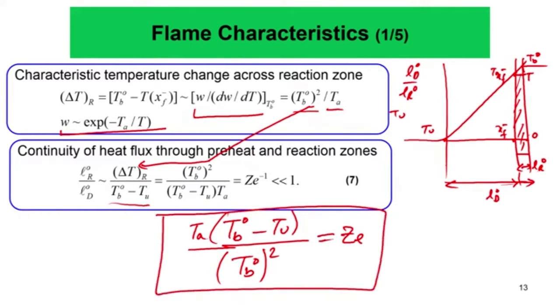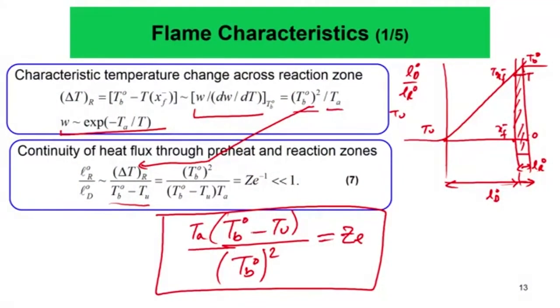And the Zeldovich number is always very large. You see that in the denominator you have a very large quantity, which is TB0 square. In the numerator you have TB0 minus TU, which is proportional to TB0. But since TA is much, much larger than TB0, the activation temperature is much larger than the burnt gas flame temperature, which comes from the kinetic considerations, that is why the activation number should be large, because only a small fraction of the molecules should be excited to start the reaction. So this TA is very, very large, they should have a very large energy, and as a result the Zeldovich number is very, very large.